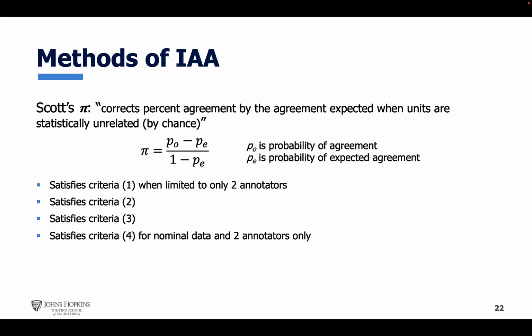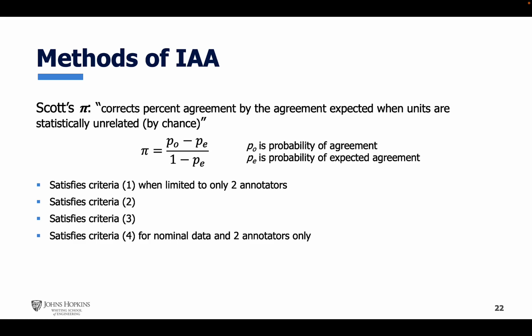Scott's pi is interesting because it turns this into a probability. In this form, pi is the probability of agreement minus the probability of expected agreement. So it's saying how much better did you do than chance, and that's over 1 minus the probability of expected agreement, so that it scales. You'll see this basic form in several of the other inter-annotator agreement methods.